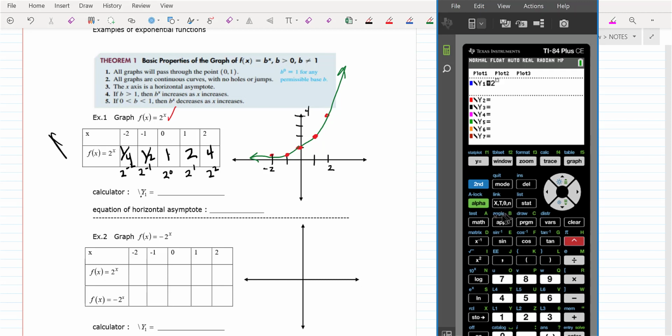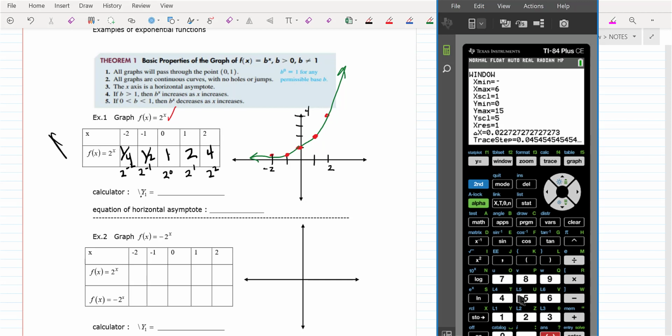And this button right here, X,T,theta,n, puts the variable in automatically. So you go like that. So just 2 caret, and then like that. Okay, and then what we're going to do is on the window, if you go to your window button, let's just set it up kind of like this.